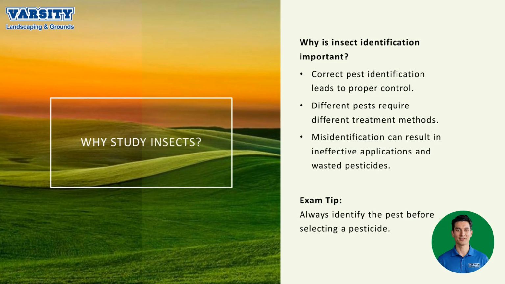Before we can effectively manage pests, we need to correctly identify them. Different pests require different control methods. For example, a product that works well on insects may not be effective against mites, ticks, or plant diseases. Misidentifying a pest can lead to wasted time, wasted money, and poor results. As pesticide applicators, our goal is not simply to apply products. Our goal is to solve problems. Proper identification allows us to choose the right product, apply it correctly, and achieve the best possible outcome for our customers. A good applicator treats the cause of the problem, not just the symptoms.